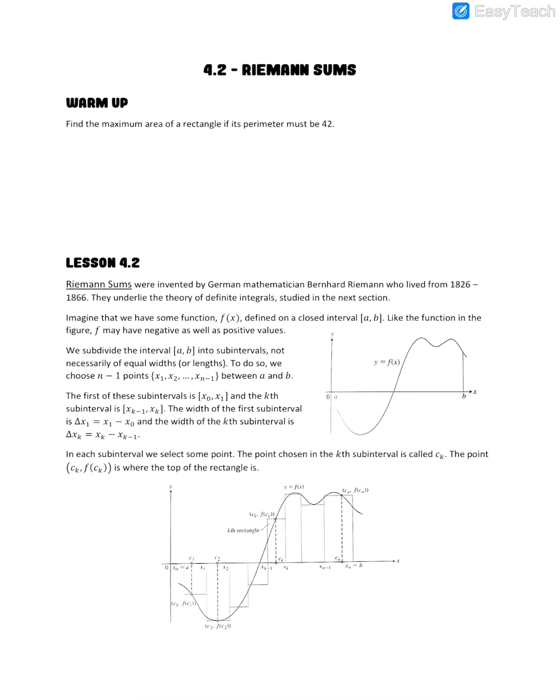Hello, today we're doing 4.2 Riemann sums. Go ahead and try the warm-up. This is an optimization problem, so you're finding the maximum area of a rectangle if its perimeter must be 42.